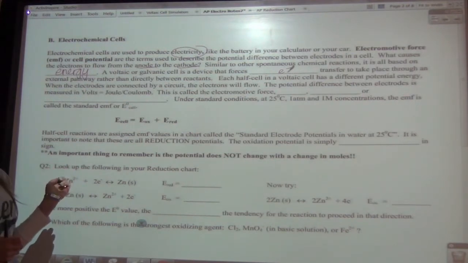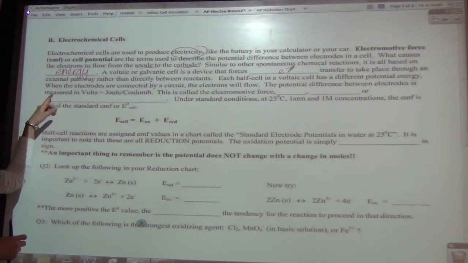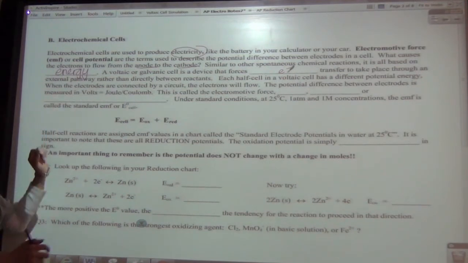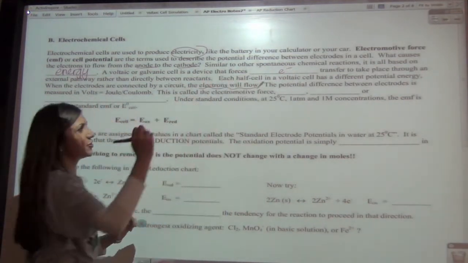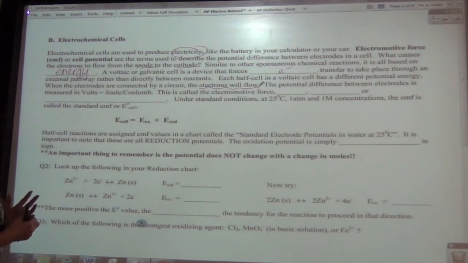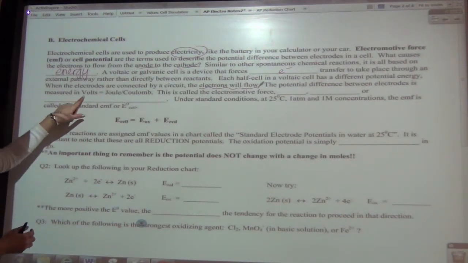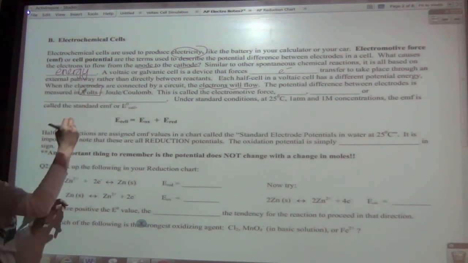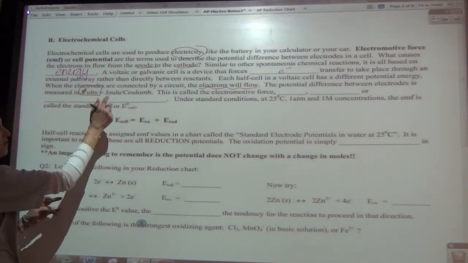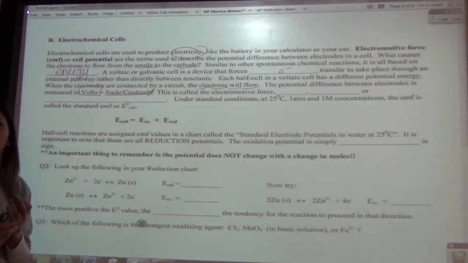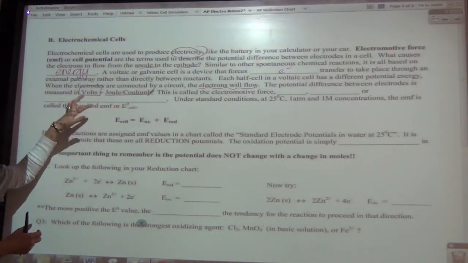Each half cell in a voltaic cell has a different potential energy. When the electrodes are connected by a circuit, the electrons flow. And so once you get that flowing, then you can produce this energy. It says the potential difference between electrodes is measured in volts. And so I know a lot of you are in physics right now, and all a volt is, is a joule per coulomb. We'll talk about what the coulomb is in just a little bit too.